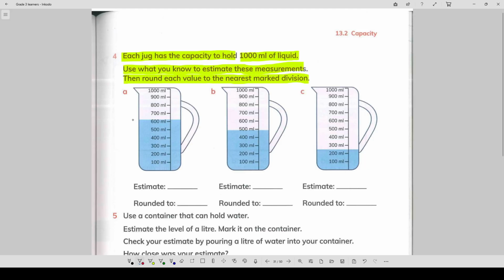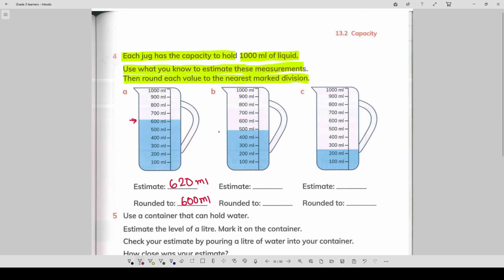Look, here it is not exactly 600 ml, it's a little bit more. So we can say it's 620 ml. Okay, so once we round to the nearest 100, or round to the nearest division, it can be 600 ml.